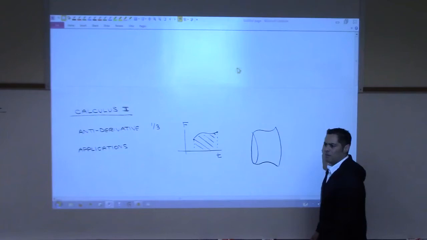So let's discuss Cal 2. Here, I'll just change that to a 2 there. So in Cal 2, we have the antiderivative, all right? And the antiderivative, we're going to spend about a third of the semester on trying to be able to find antiderivatives of functions.